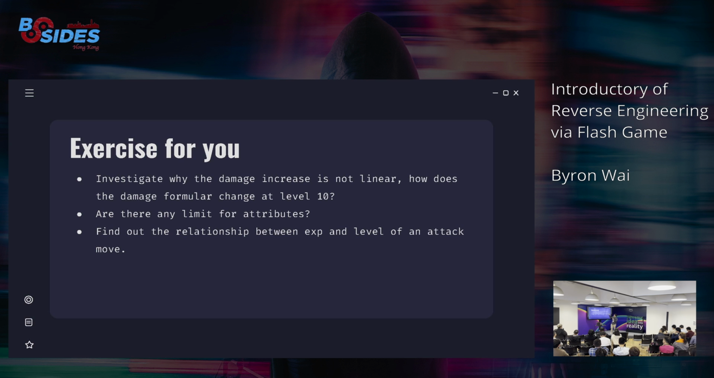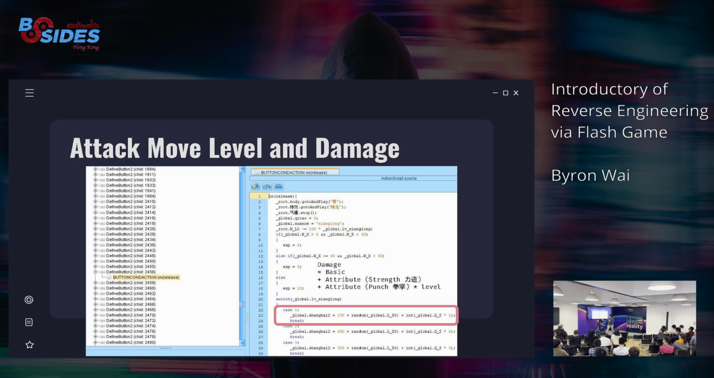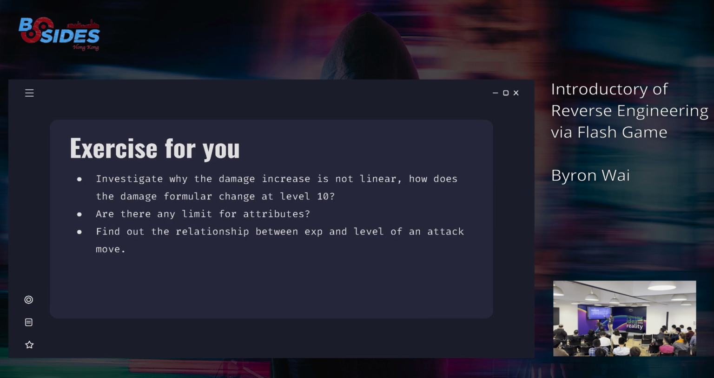Why is this? It's because the attack formula changes. So you can try to examine how it changes and why it is the most powerful at level 10. And what's more, are there any limitations of the attributes, like is it capped at 100 or is it capped at 300? You can try to analyze the code and see it.